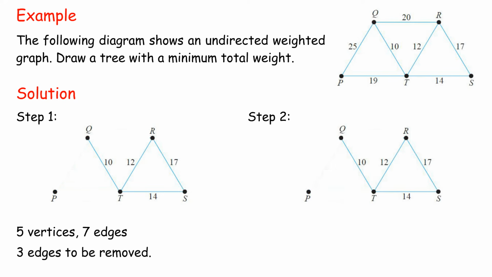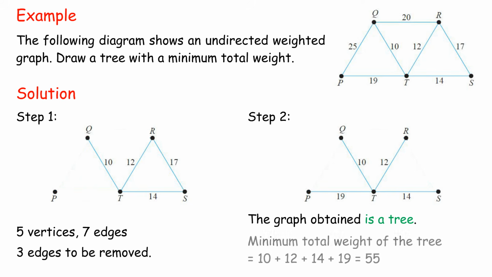Step 2, between the weights 19 and 25, keep weight 19, because its weight is smaller. Between the weights 12, 14, and 17, remove weight 17. The graph obtained is a tree. Minimum total weight of the tree equals 10 plus 12, plus 14, plus 19 equals 55.